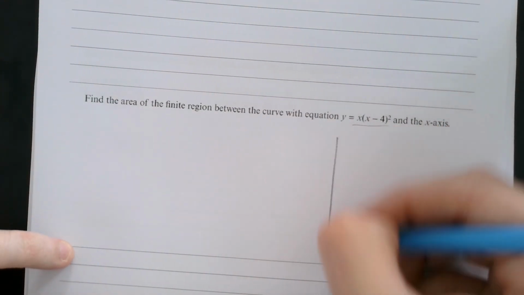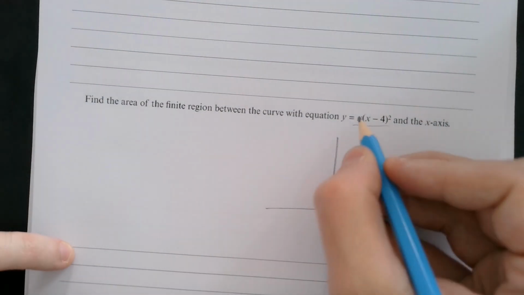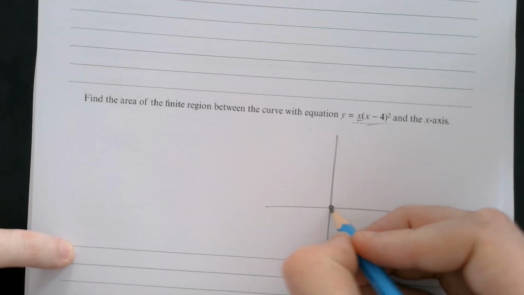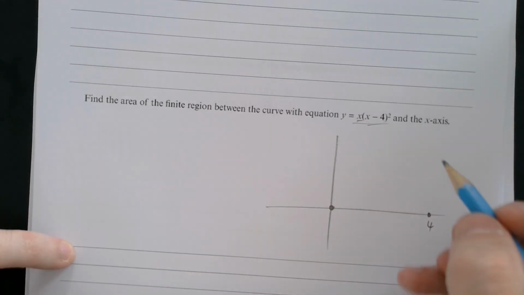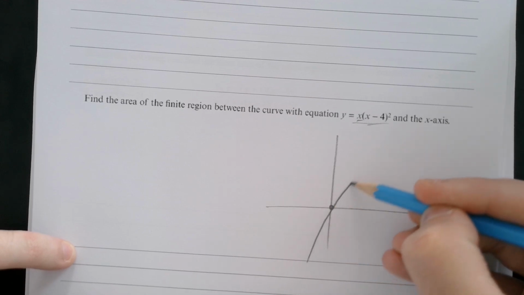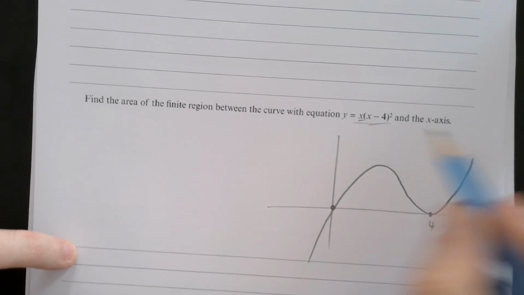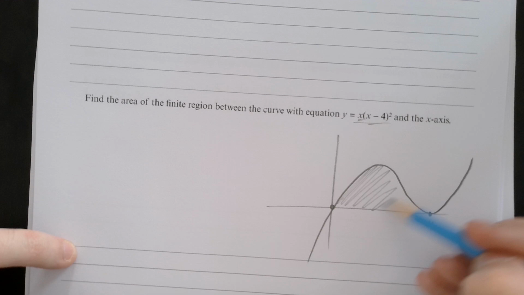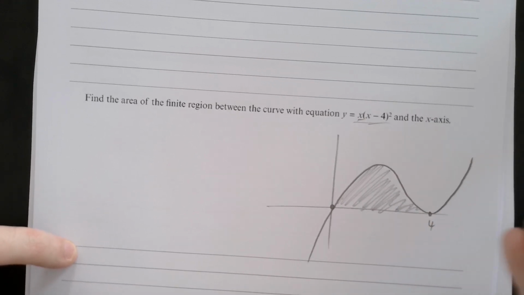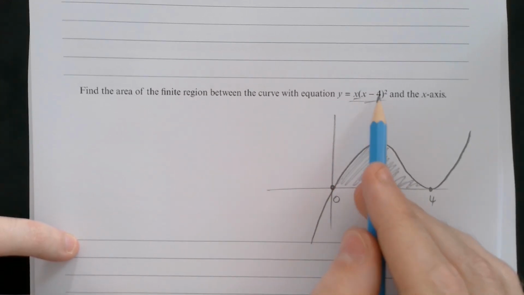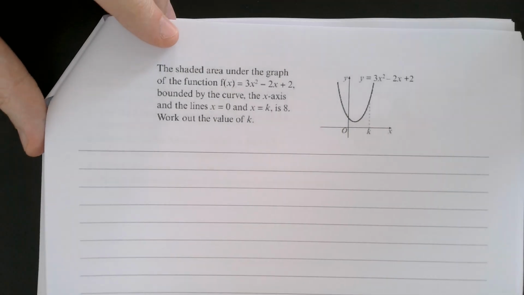With this one, same thing. It's going to cross at x equals 0, and it's going to bounce off at x equals 4. It's cubic because there's x and then x squared. So yeah, cubic. Find the finite region between the curve and the x-axis. So you want to go between 0 and 4, that expanded. Always do it algebraically and then check it with your calculator.